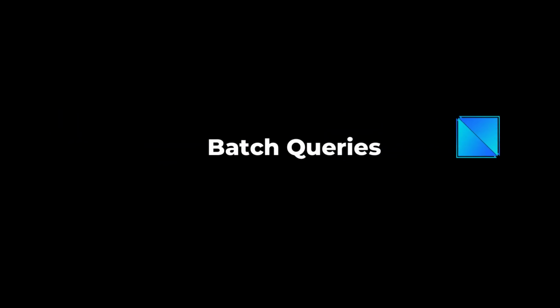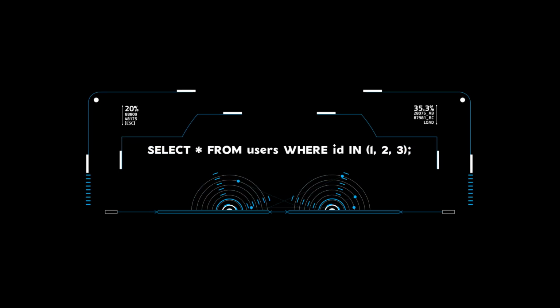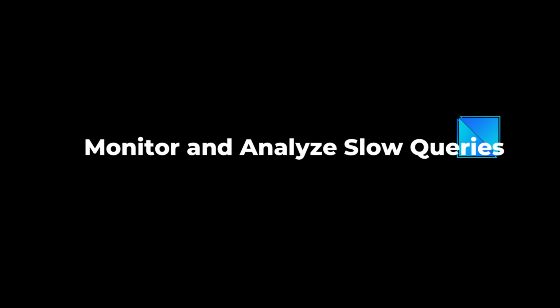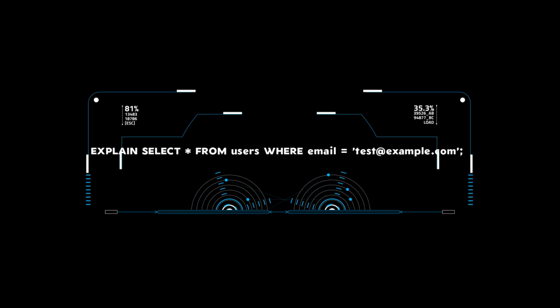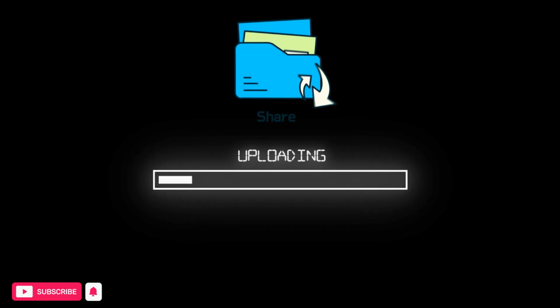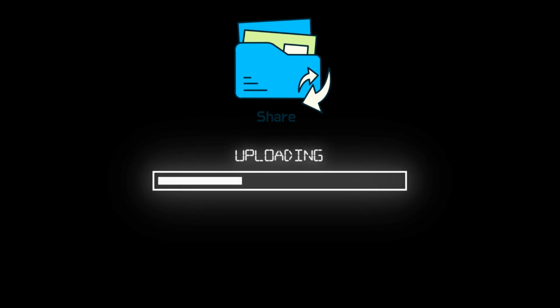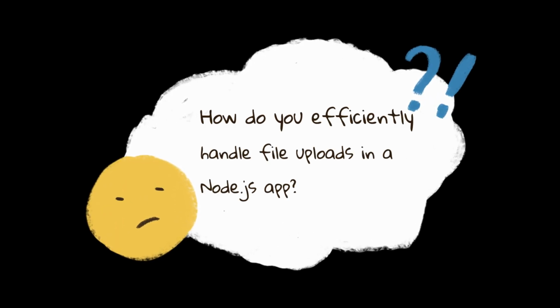Batch queries. Combine multiple queries into a single request to reduce round trips. Monitor and analyze slow queries. Use tools like EXPLAIN or monitoring tools to identify and optimize slow queries. Scenario. Your users are trying to upload 1 GB files, and your server just collapses. What went wrong? Question. How do you efficiently handle file uploads in a Node.js app?